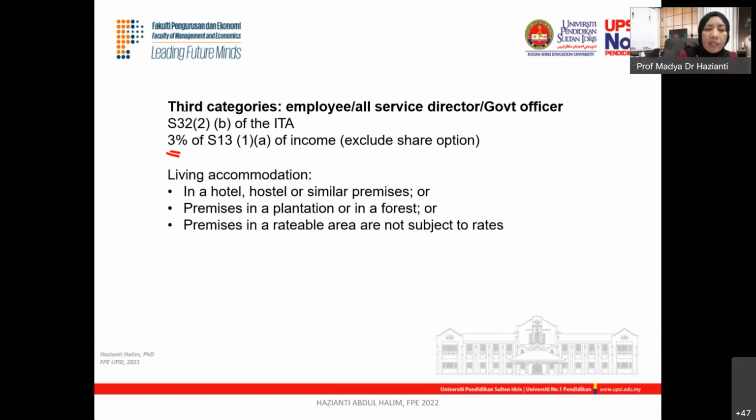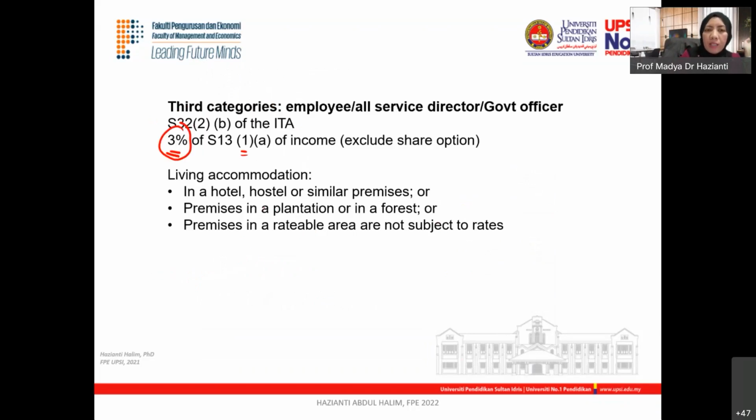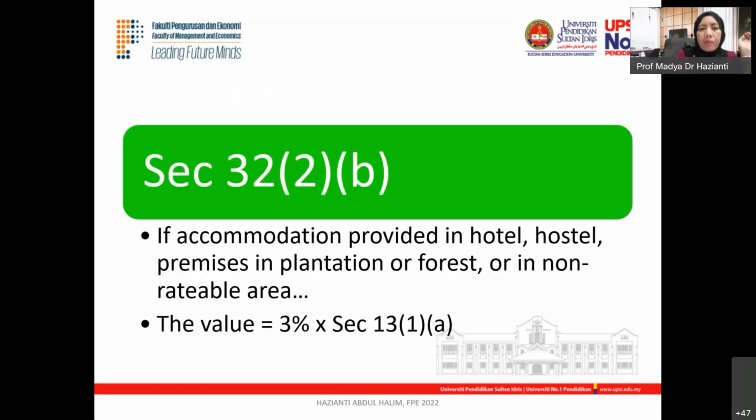Tadi duduk dekat rumah. Sekarang ni kalau duduk kat hotel, hostel, plantation, duduk dekat dalam ladang ataupun tempat yang rateable area dia not subject to rates, tak tahu berapa harga sewa dekat situ, calculation dia ialah 3% from 13(1)(a). Compared with this one, dia ialah 30%. Jangan salah, ini rumah biasa. Kalau duduk dekat hotel, hostel, plantation, rumah ladang, rumah kongsi, 3% sahaja. Okay, so under section 32(2)(b), kalau provided accommodation in hotel, hostel, plantation or forest, 3%, bukan 30%.